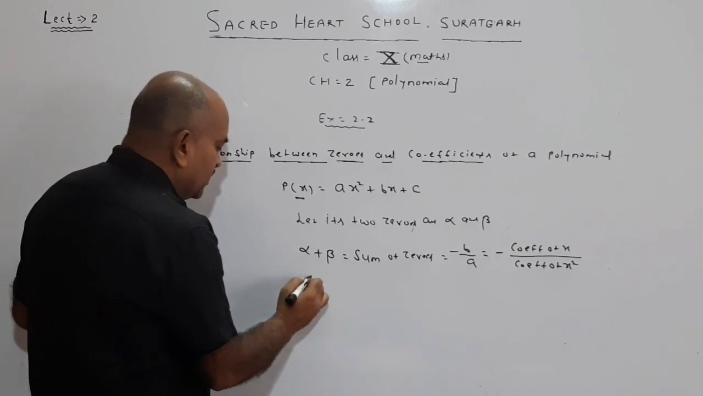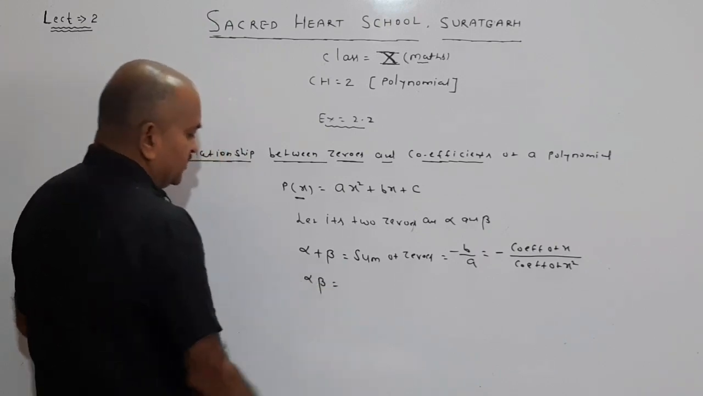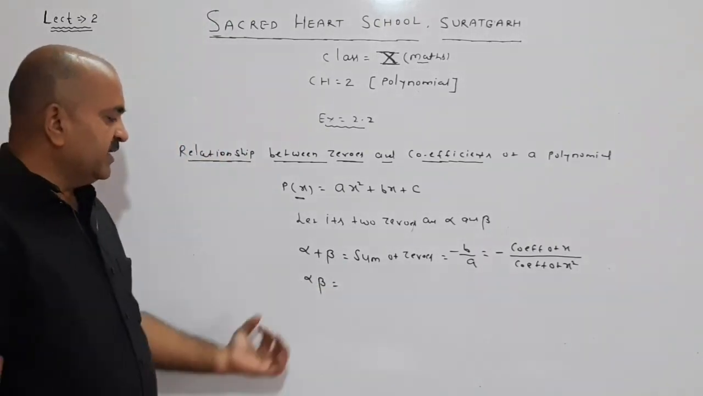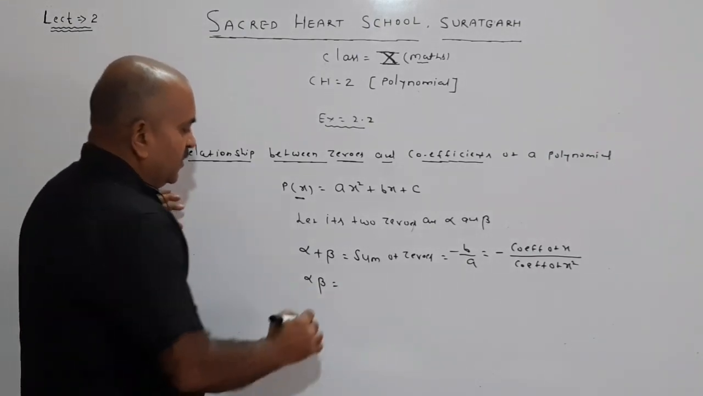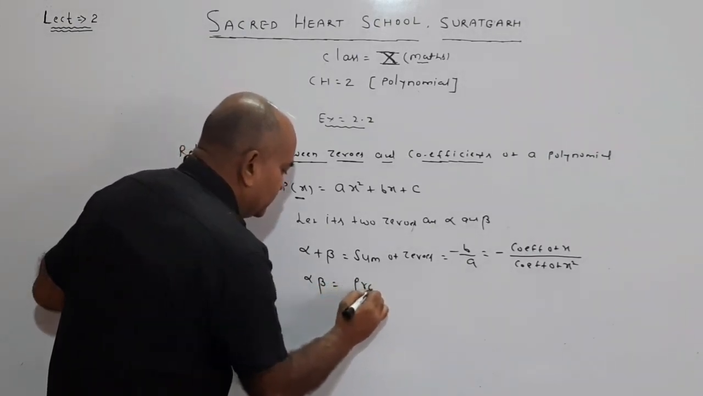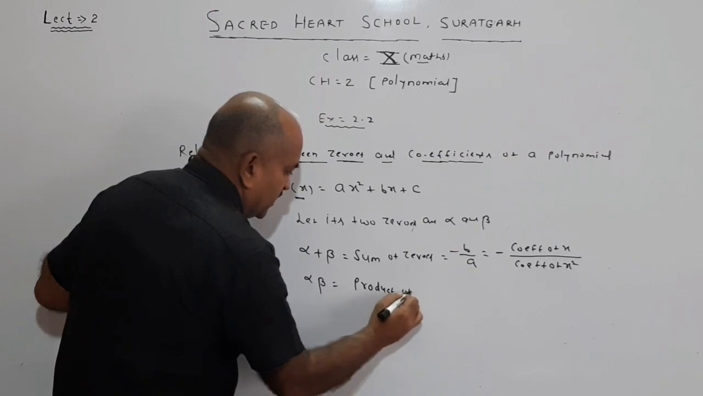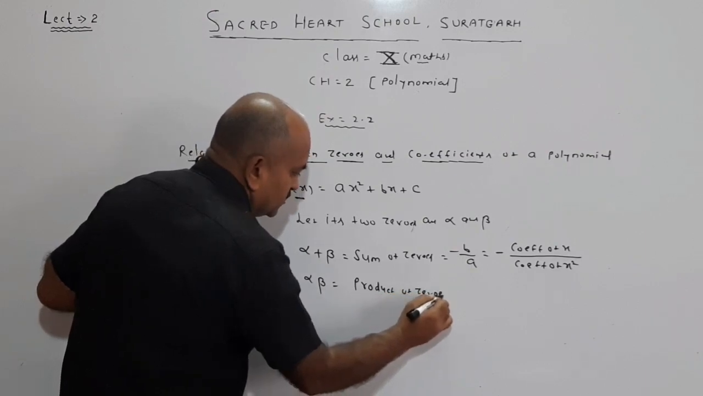Okay. After that, students, now we find the product of zeros. It means alpha into beta. Alpha into beta means product of zeros.